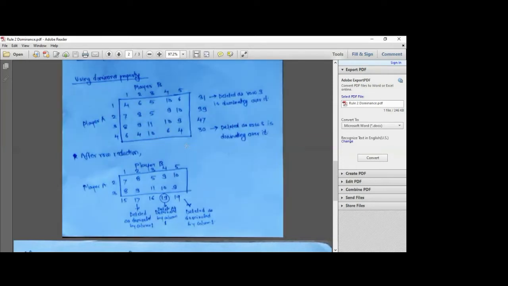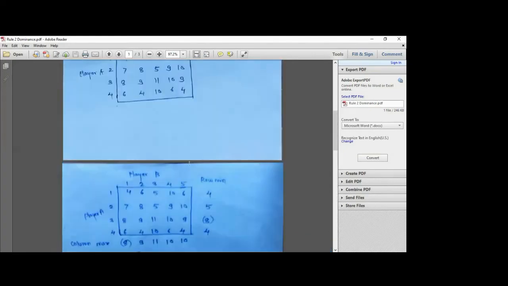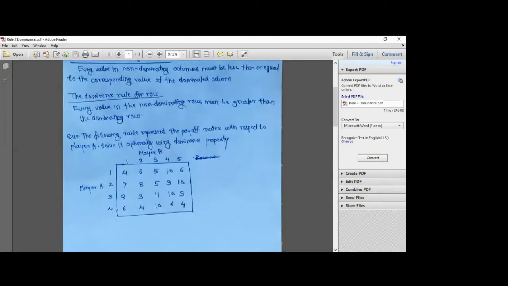Now let's check with this other row here. So 8 is greater than 6, 9 is greater than 4, 11 is greater than 10, 10 is greater than 6, and 9 is greater than 4, right? So what this rule says is that for the rule of row, every value in the non-dominating row must be greater than the dominating row.